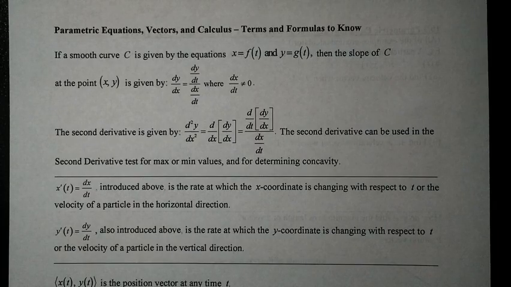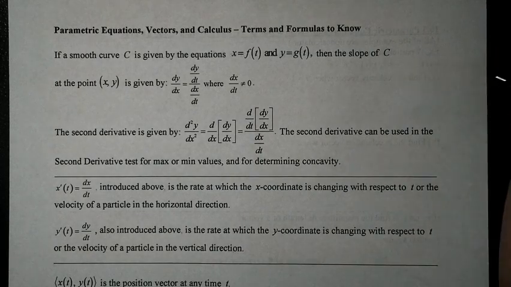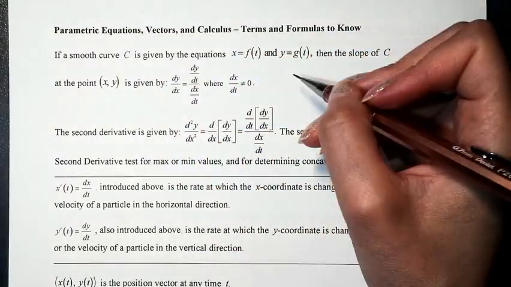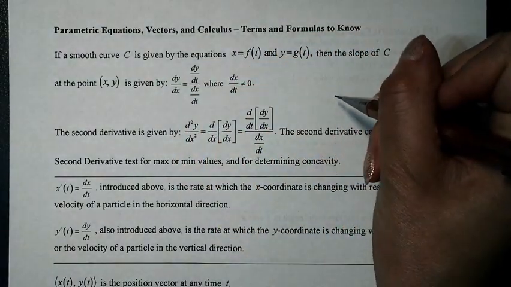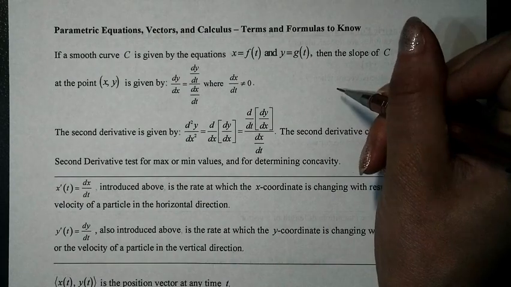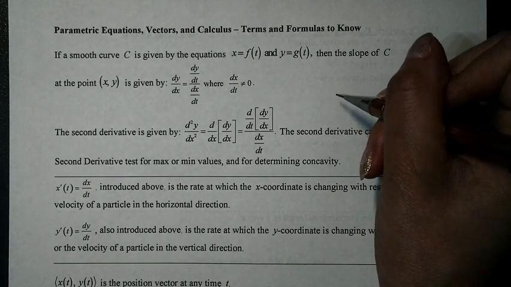Hi guys, today we're going to learn about parametric equations, vectors, and calculus. Specifically, we're going to talk about motion along the curve, okay? Some refreshers here. If a smooth curve C is given by the equations x equals f of t and y equals g of t, then the slope of C at the point (x, y) is given by dy/dx equals dy/dt over dx/dt, where dx/dt is different than 0.